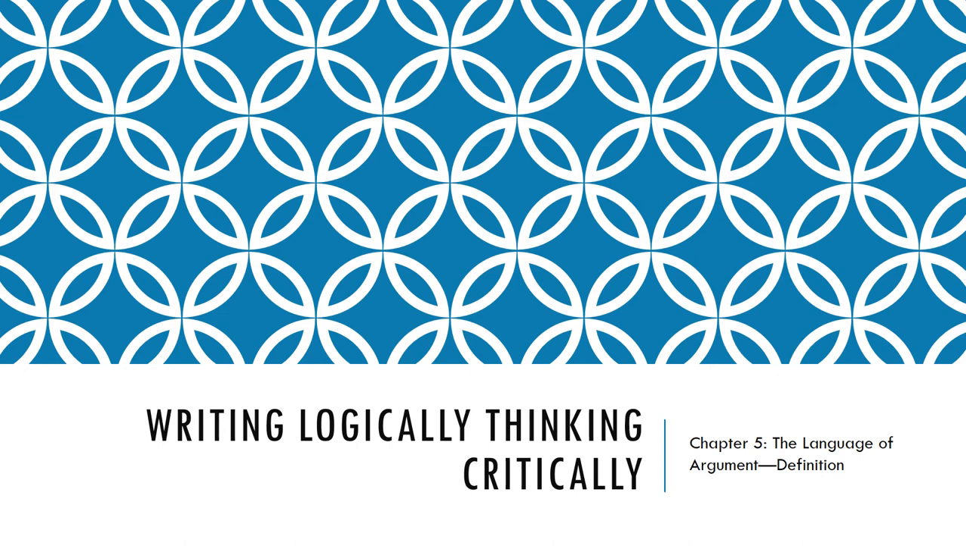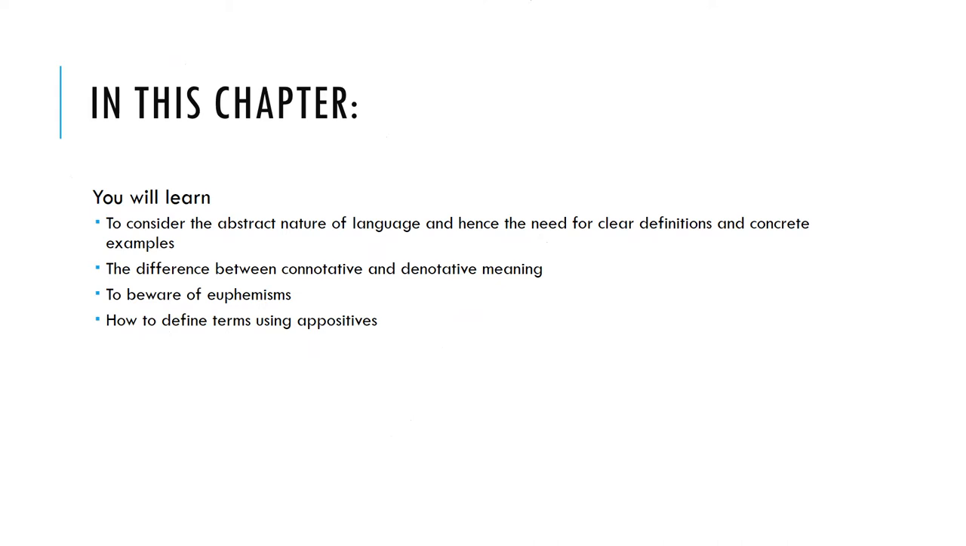Welcome to Chapter 5 of Writing Logically and Thinking Critically, The Language of Argument, Definition. In this chapter, we will learn to consider the abstract nature of language, and hence the need for clear definitions and concrete examples, the difference between connotative and denotative meaning, to be aware and beware of euphemisms, and how to define terms using appositives.